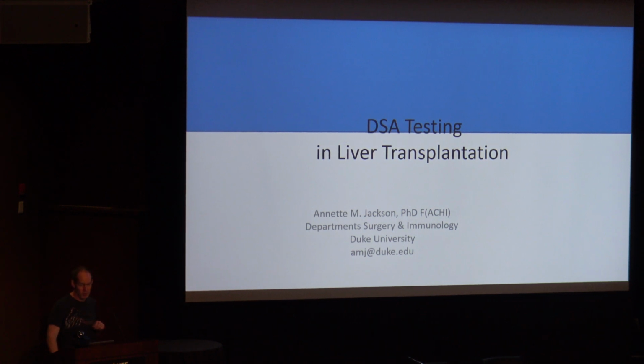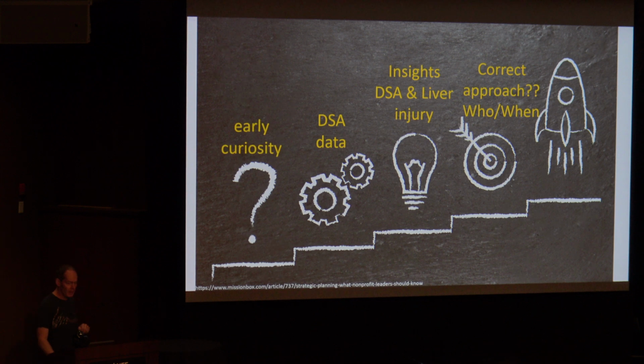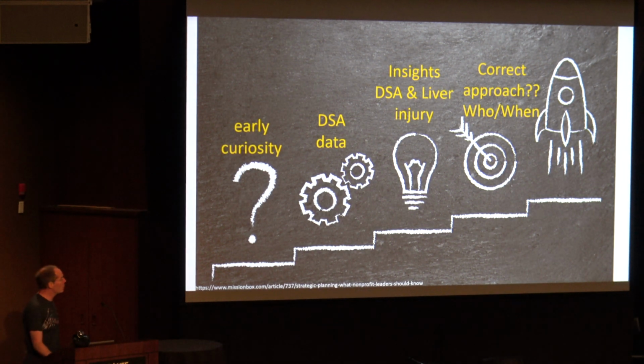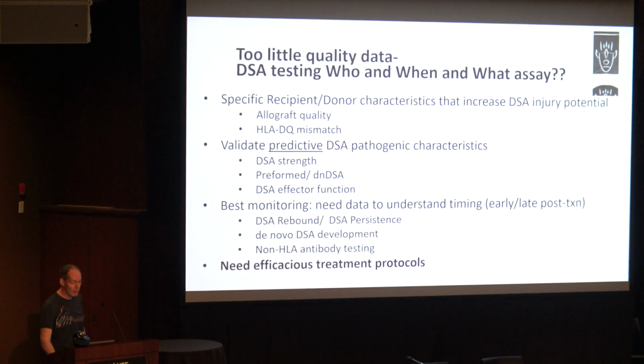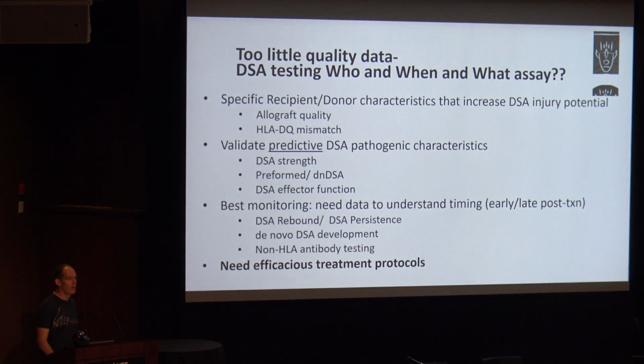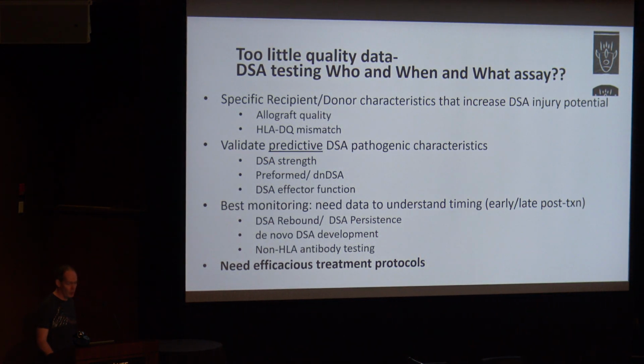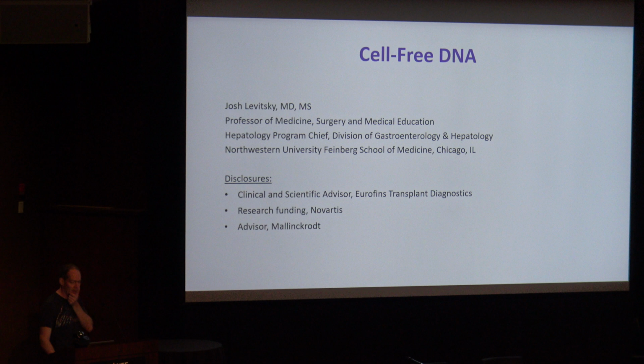Annette gave a great presentation about the evolution of the understanding of DSA in liver transplant, and how we really still have a lot to know. The quality, the quantity, how to monitor, what's best to monitor, whether you should be under-monitoring, over-monitoring at the moment, how to use these tests as a companion to the other inputs that the clinician has. And that was a really good state-of-the-art summary.